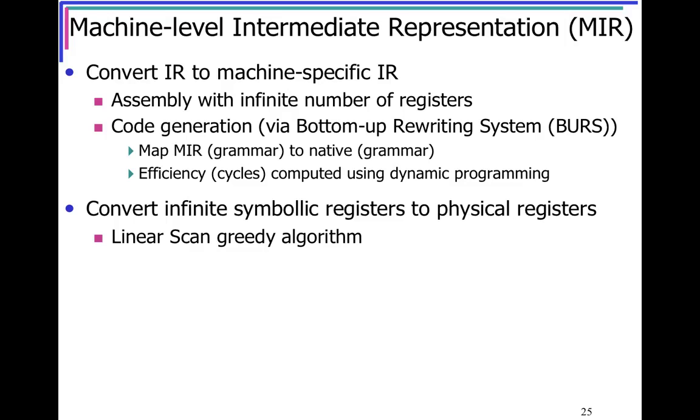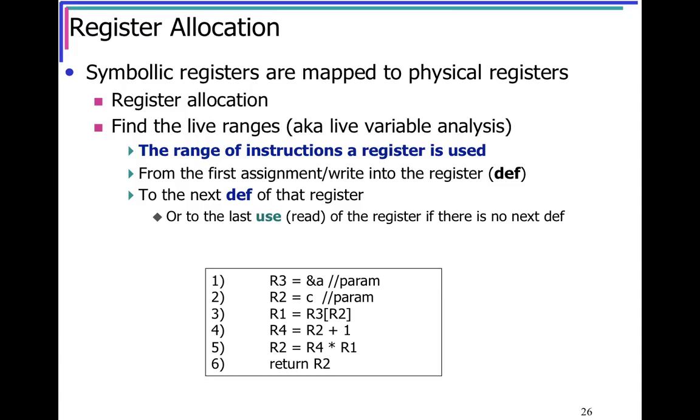Once we have our MIR representation of our program, we have to convert the infinite symbolic registers that we use to physical registers. And we're going to do this with a linear scan greedy algorithm. Typically for register allocation, all register allocation algorithms in any compiler, static or dynamic, we first have to identify the live ranges for each of our variables. That is, another name for this is live variable analysis. And this is where we identify the range of instructions in which a register is used by those instructions.